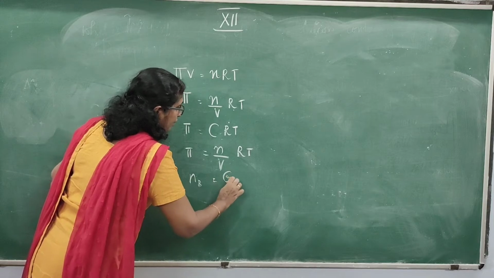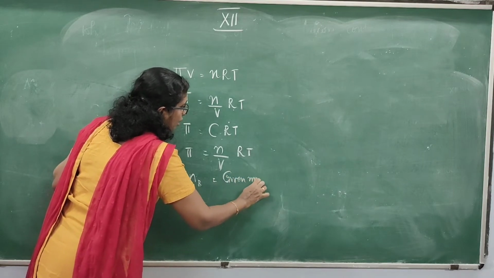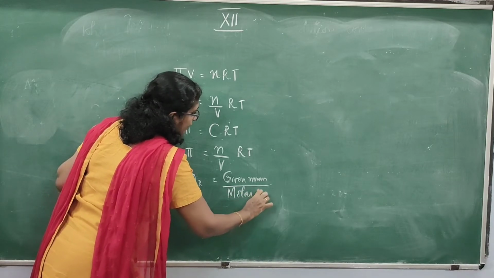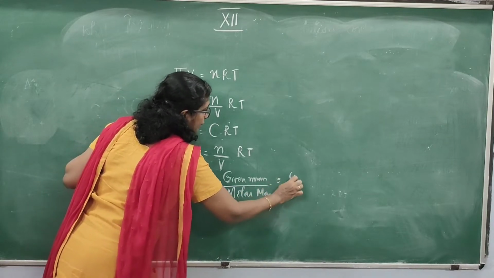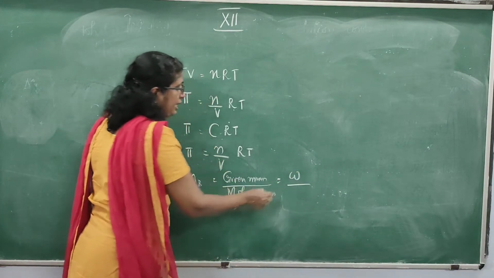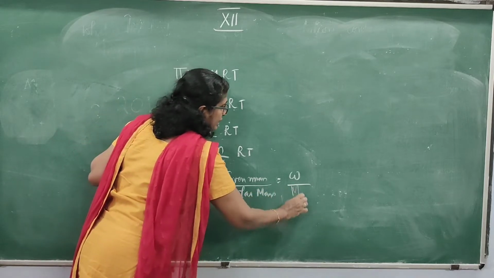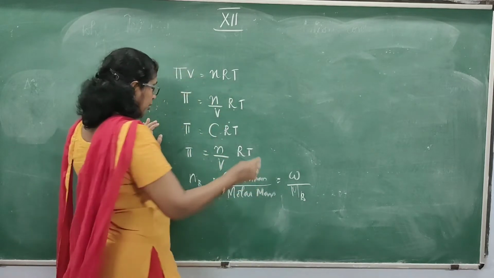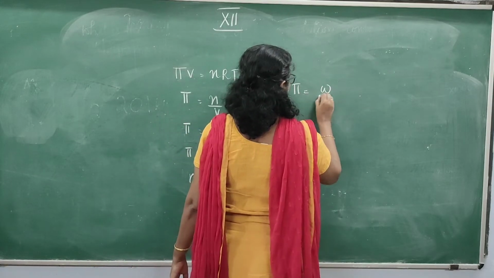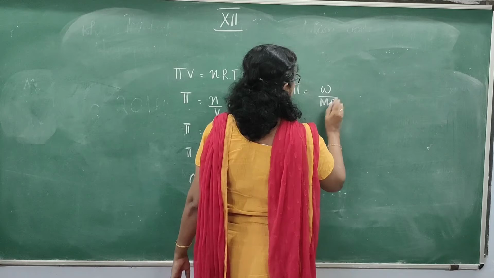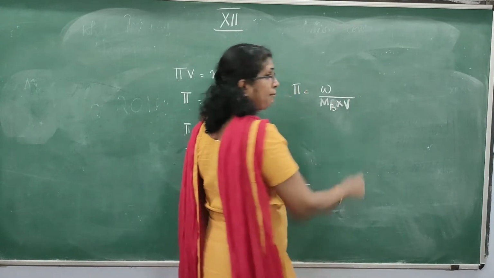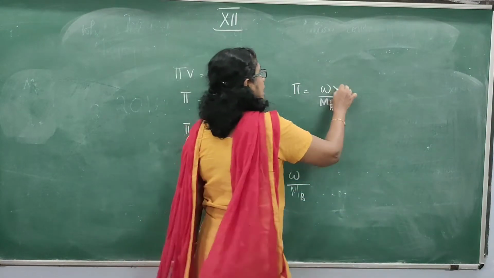It is equal to given mass by molar mass. If the given mass is small w, we have taken always the mass of solute as small w, by molar mass of the solute mB. So pi is equal to small w by mB into V, V is the volume in liters. Volume must be in liters, into R into T.